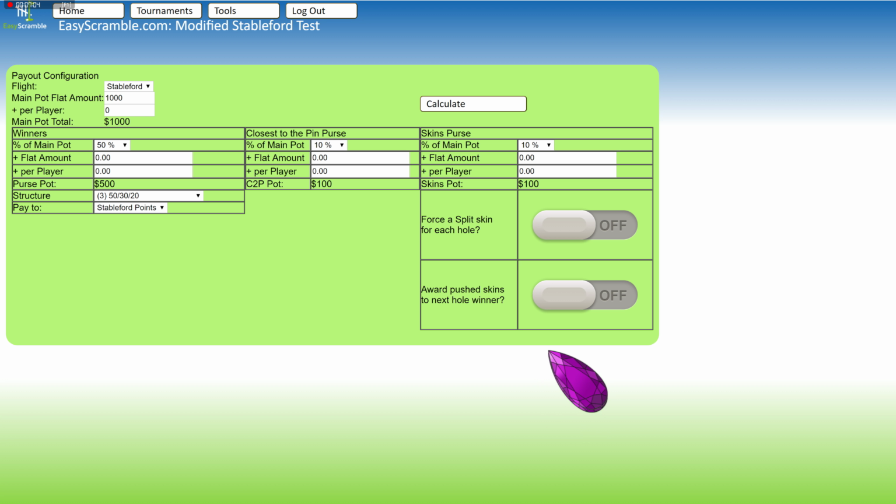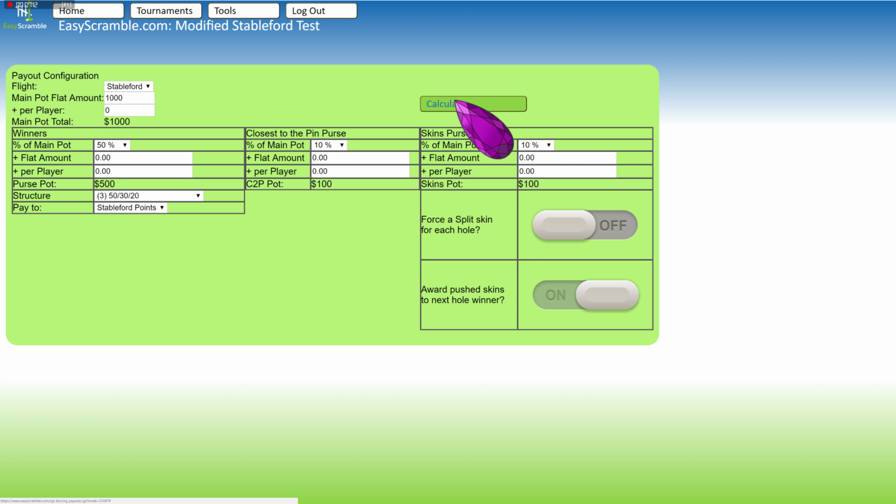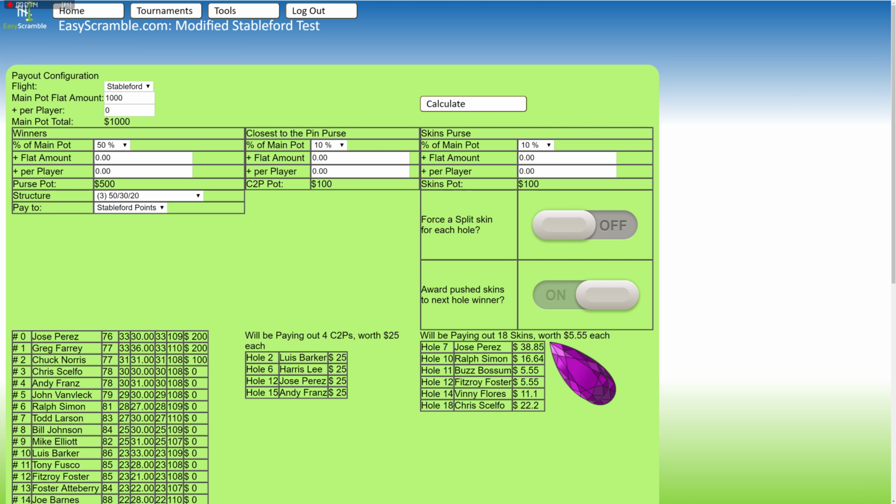Another way that it could be configured would be to have 18 skins given, and the skins would push forward to the next hole. Although it is a little arbitrary, because I'm going to show you the same situation. We have skins that are worth, let's raise the value of this skin and make each skin worth $10. So in order to do that, let's see, we probably want to pay about 18%. There we go. Okay, so at 18%, that's a $180 skins pot, which I did on purpose so that I could pay out 18 skins.